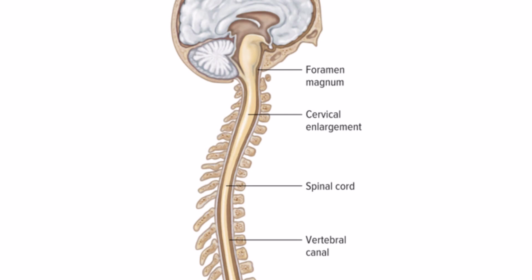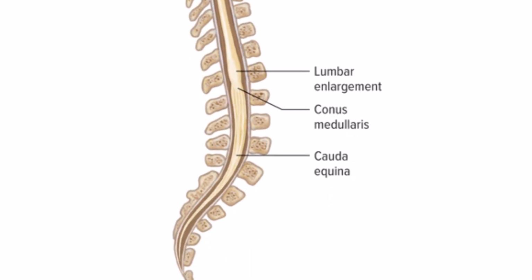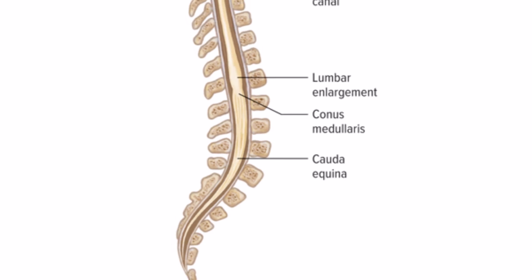It extends down where you can see the cervical enlargement. On down you'll see the spinal cord is the cream colored, and then the brown colored is the vertebral canal. Then we have our lumbar enlargement right before the conus medullaris, and finally we have the cauda equina.